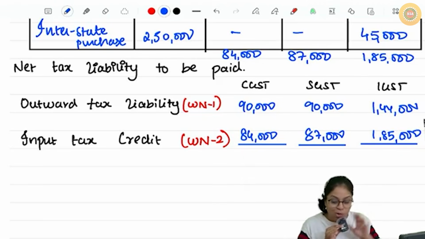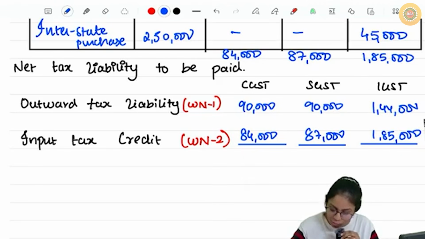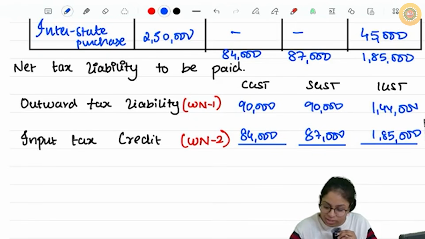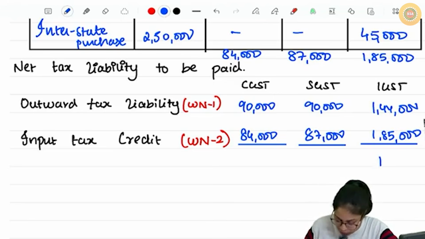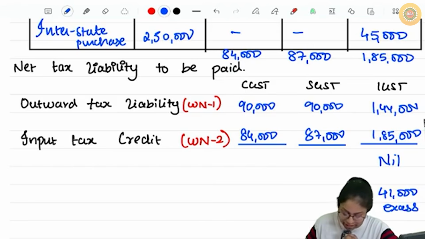ITC, how much do I have? 1,85,000. So I have excess ITC, no problem. I will use 1,44,000 of my 1,85,000 to set off my outward tax liability. So nothing to pay in cash, and I have an excess of 41,000. This is my excess. I will see if I can utilize it somewhere else. SGST, 90,000 outward tax liability, I have 87.